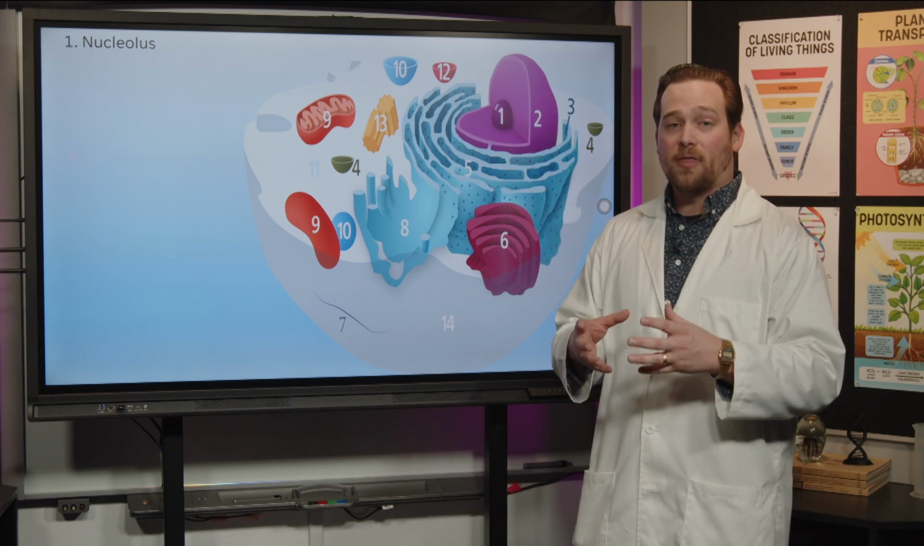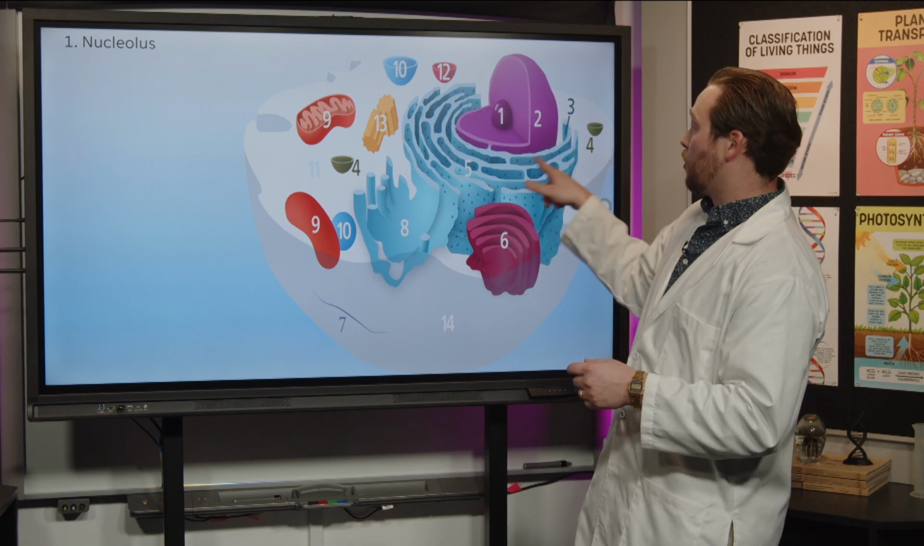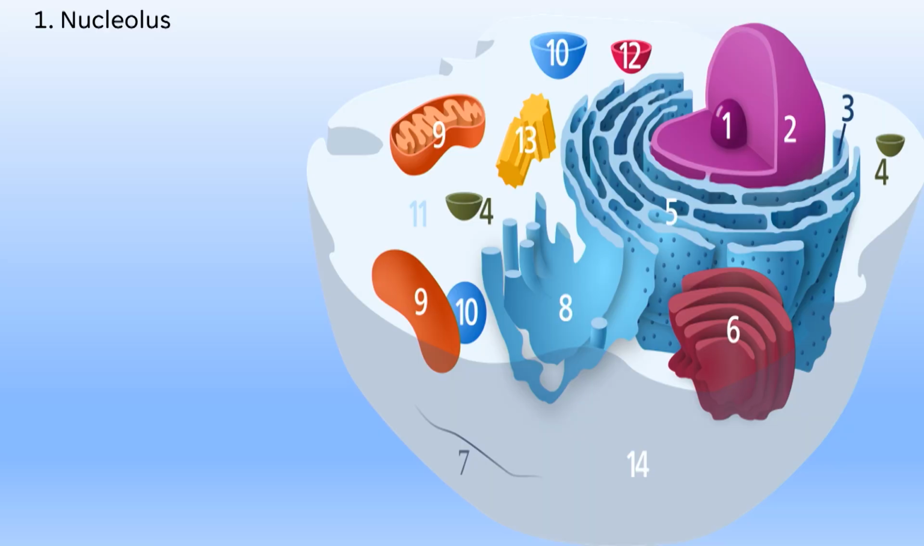Okay, so then the next one, what's this large circle called? Sometimes this is called the brain of the cell.